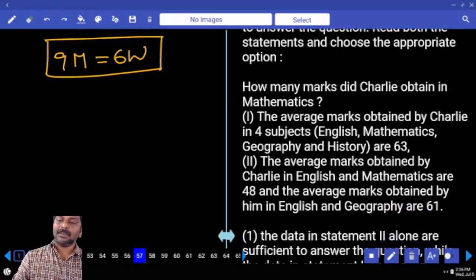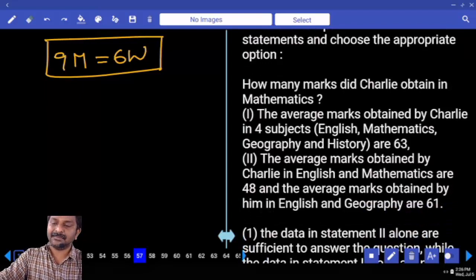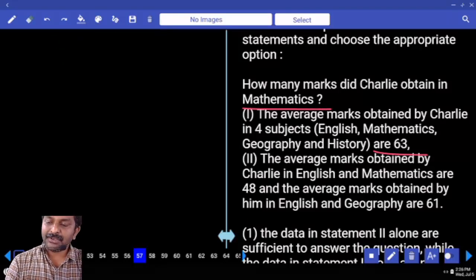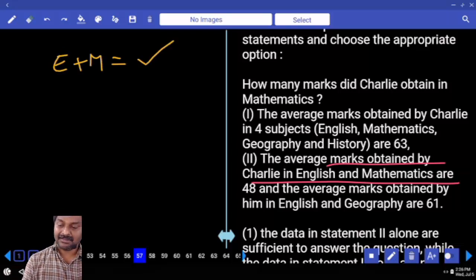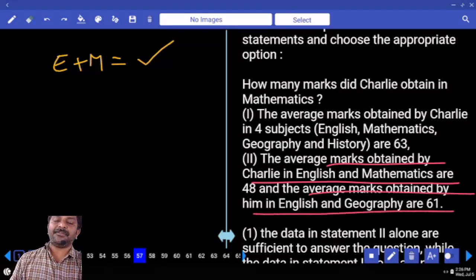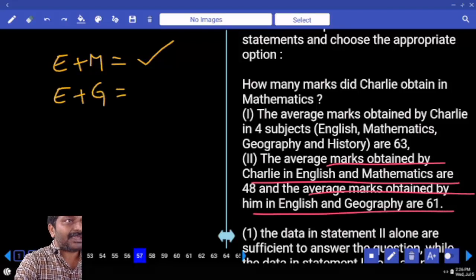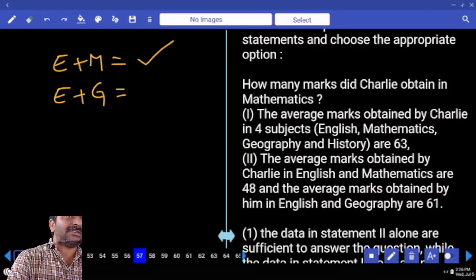Next. How many marks did Charlie obtain in mathematics? The average marks obtained by Charlie in 4 subjects is mentioned as 63. Out of these 4 subjects, is the required subject there or not? Yes. So if you know the other 3 subjects' marks, then we can answer it. So one alone is not enough. The average marks obtained by Charlie in English and maths are 48. Can we calculate the sum of marks obtained by him? Yes. The average marks obtained by him in English and geography are 61. So here also, English and geography, can we calculate the sum? Yes.